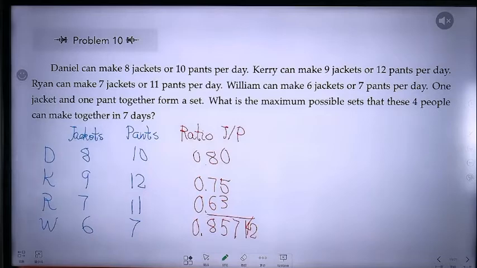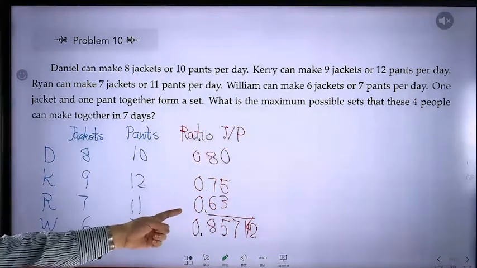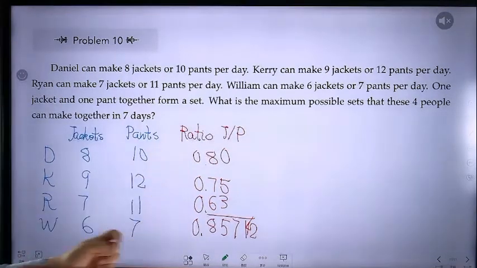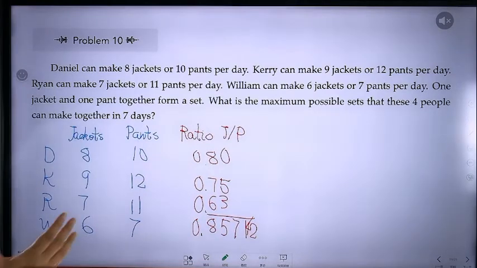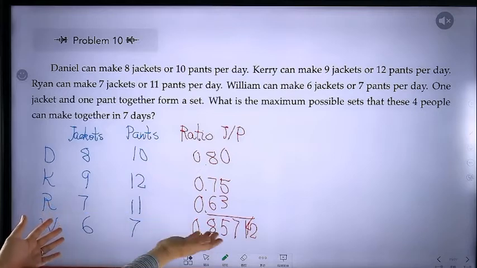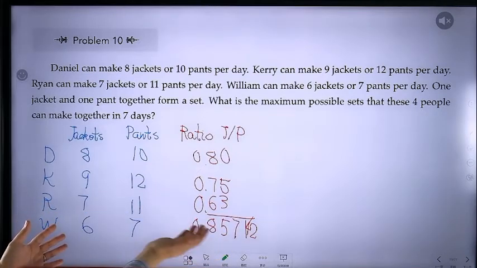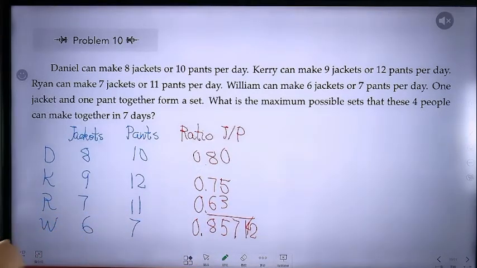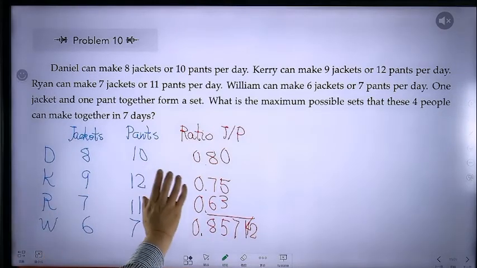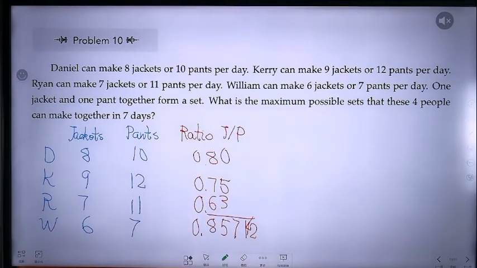So they have a ranking. From small to large it will be R, K, D, W. What does it mean? It means that those with a relatively large decimal had better produce jackets, because they have more efficiency in producing jackets. So by that, we naturally have an allocation.